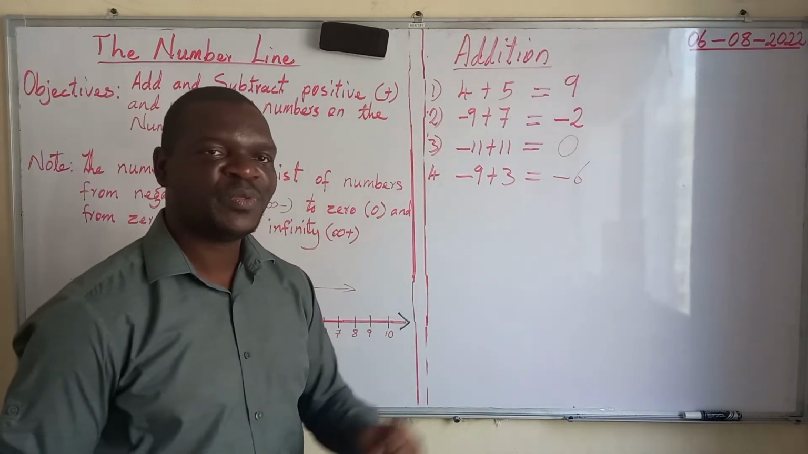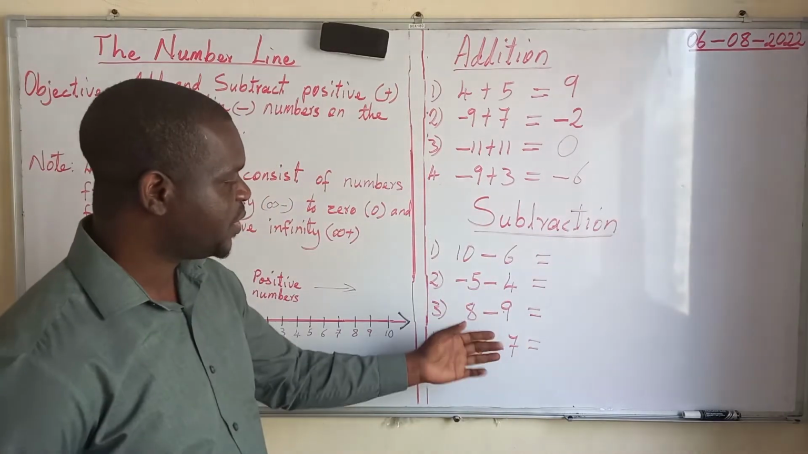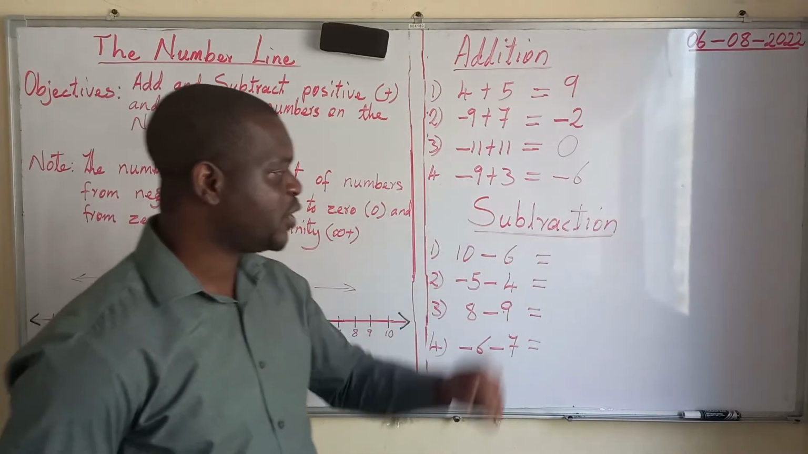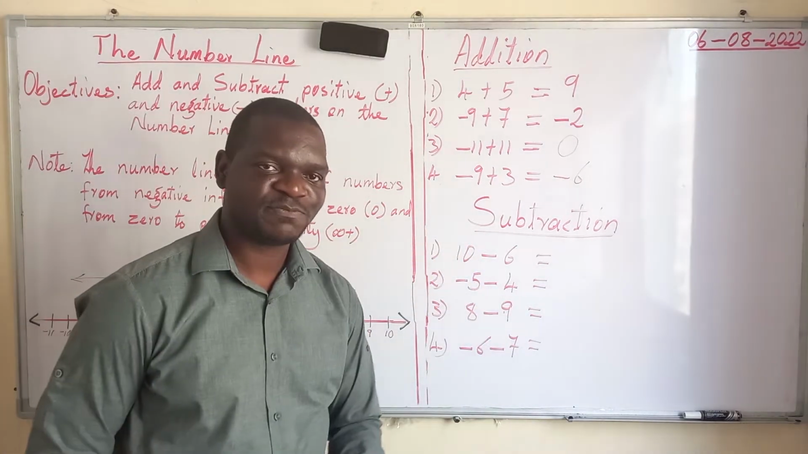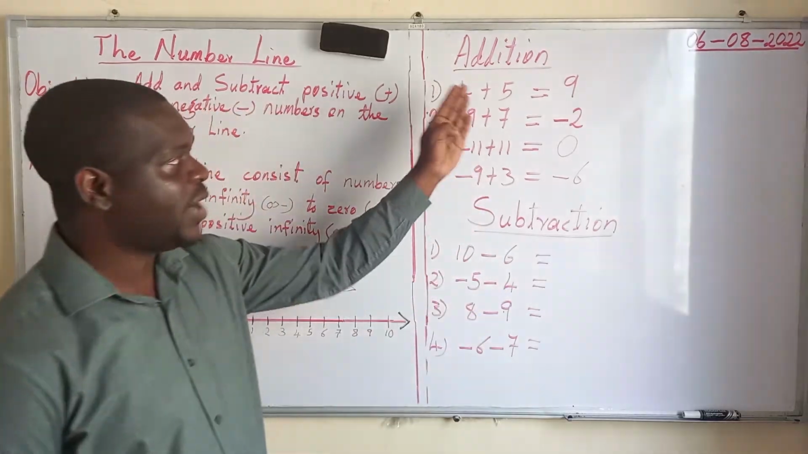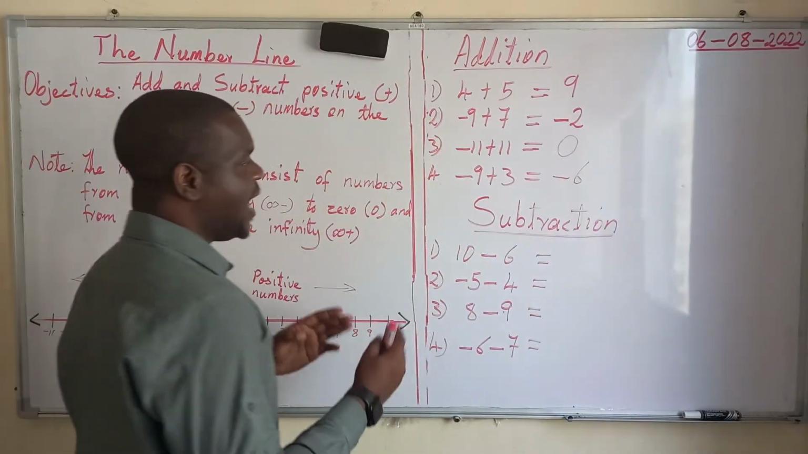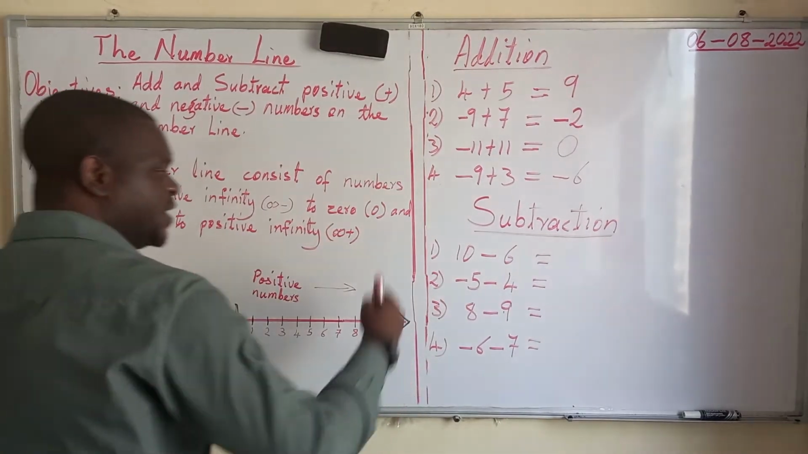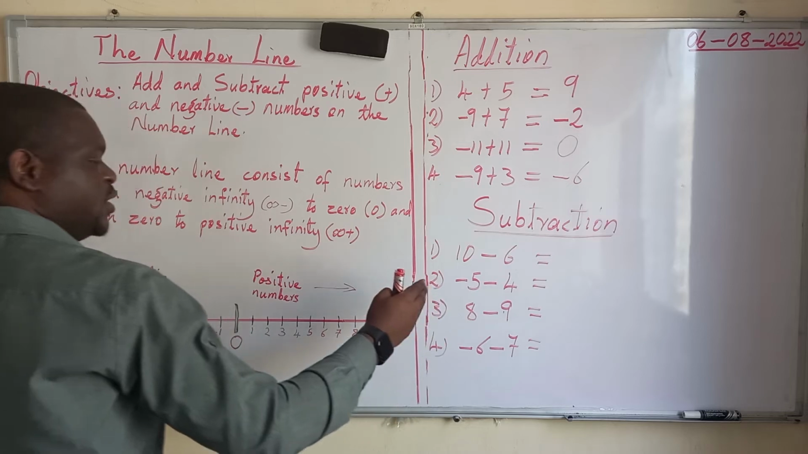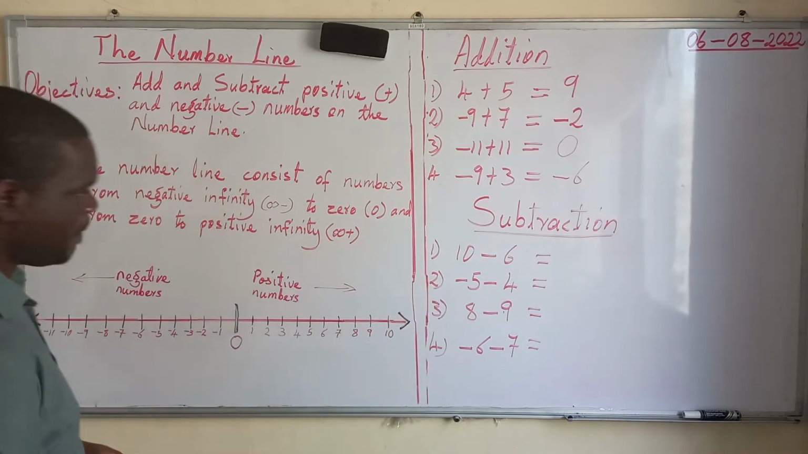Let's move to subtraction. Here are the questions that we have to solve. Let's use the number line to do this subtraction. Remember, for addition, we move from 0 towards the right. And for subtraction, we are going to be moving to the left. From the first number, we count to the left-hand side or to the negative numbers.